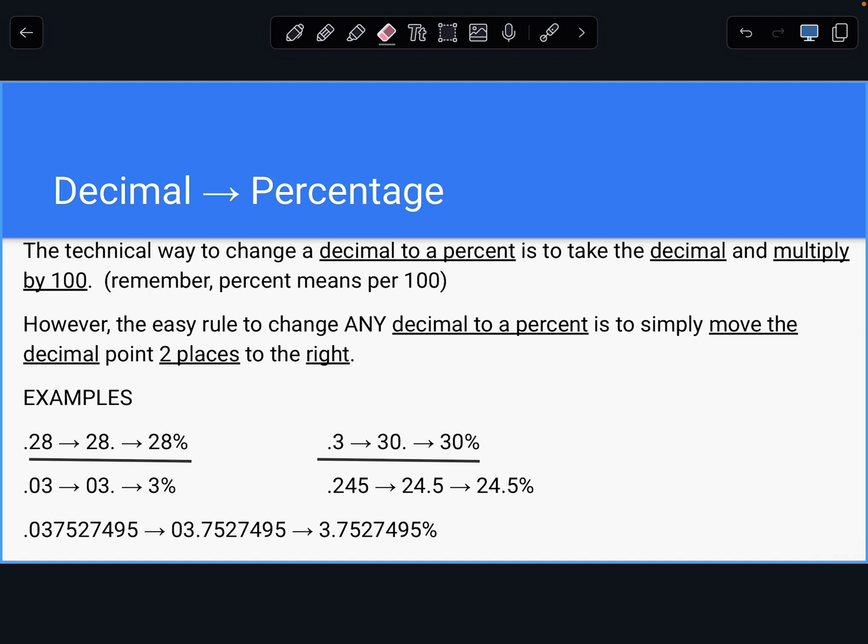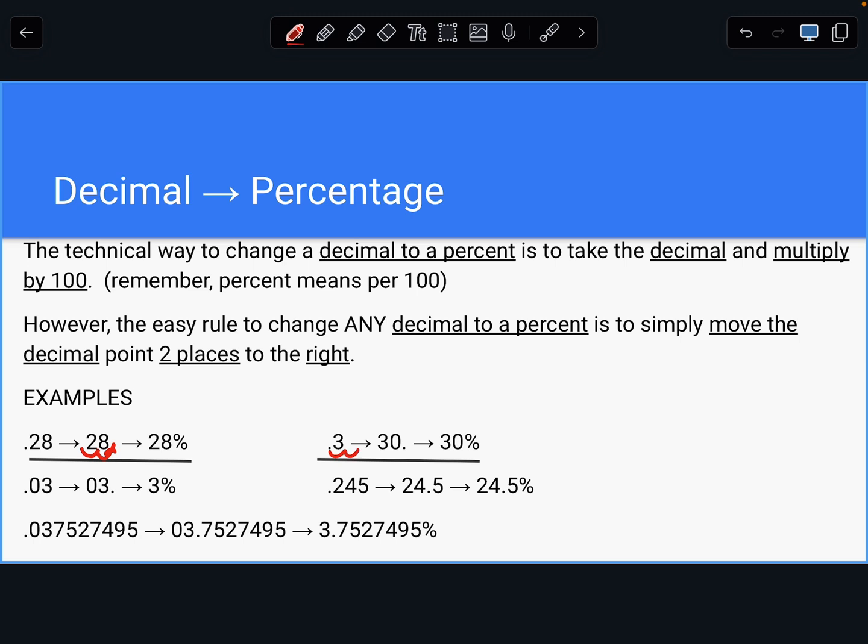Next is going from a decimal to a percentage. The technical way to change a decimal to a percent is to take the decimal and multiply it by 100, because remember, percent means out of 100. However, the easy rule to change any decimal to a percent is to simply move the decimal point 2 places to the right. When you multiply things by 100, all you do is take the decimal and move it 2 places. So for example, 0.28, you move that decimal point 2 places. Now it's here. 0.28 becomes 28%.